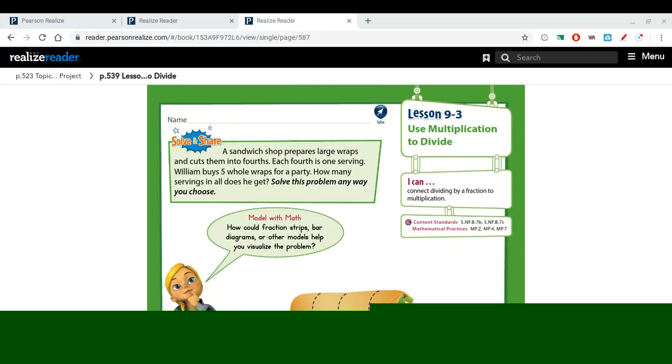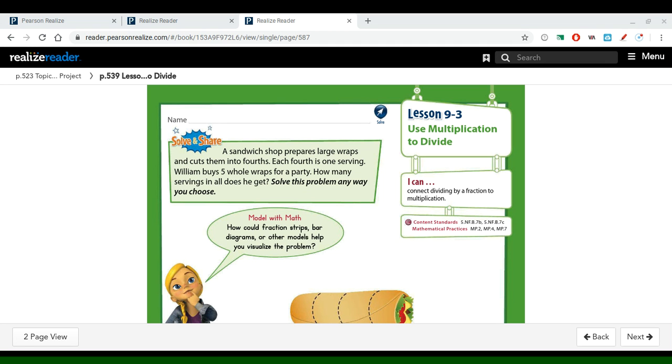We've been looking at different ways of how fractions are related to division. First we looked at how we could write division as a fraction, and then we looked at rewriting quotients as mixed numbers. Today we're going to move into looking at how we can use multiplication to divide. We can connect dividing by a fraction to multiplication. So you're going to be dividing a whole number by a fraction, and we're going to relate it to using multiplication.